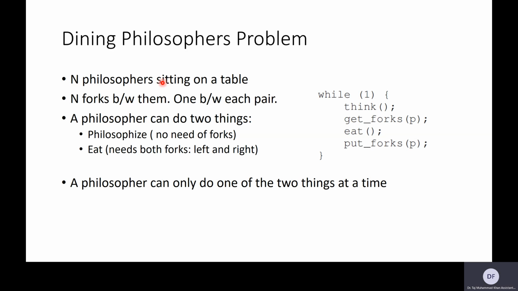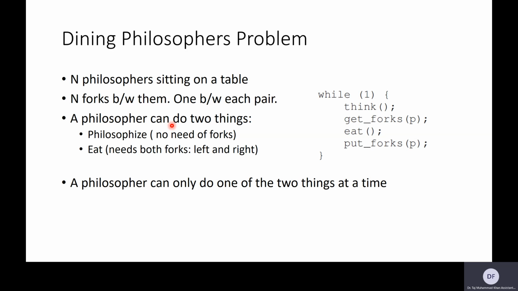There are n philosophers sitting at a round dining table, and they have n forks between them. There's one fork between each pair of philosophers. A philosopher can only do two things, one at a time.